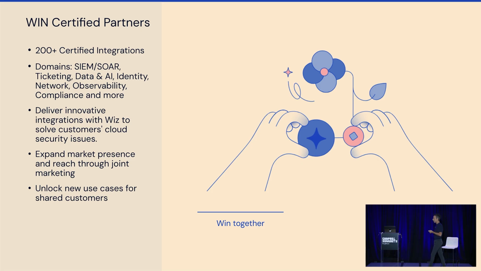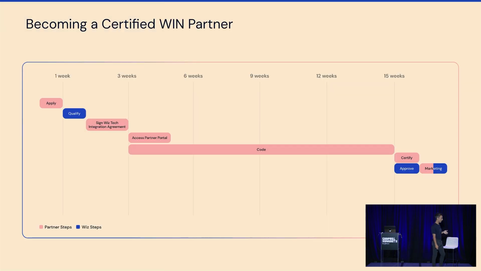Like I said, we have over 200 certified integrations coming from various domains. I'll just share a little bit what it means to be a certified partner in Wiz and how you can become a certified WIN partner. It's basically 7 steps. You apply, you qualify, you sign the NDA, we give you access to our developer portal, and then what we do is we try to time them to a maximum of 12 weeks that it takes to build an integration. Some are doing it much quicker. Some it takes a little bit more time. After that, you go through the process of being certified. We approve you, hopefully, and then we do joint marketing. It's kind of like a win-win for both companies and also for the shared customers.